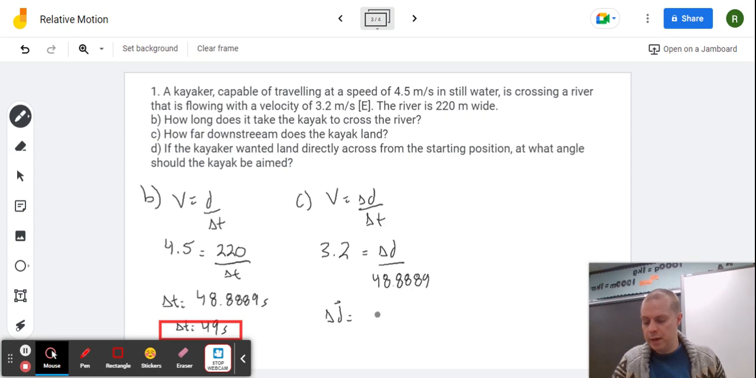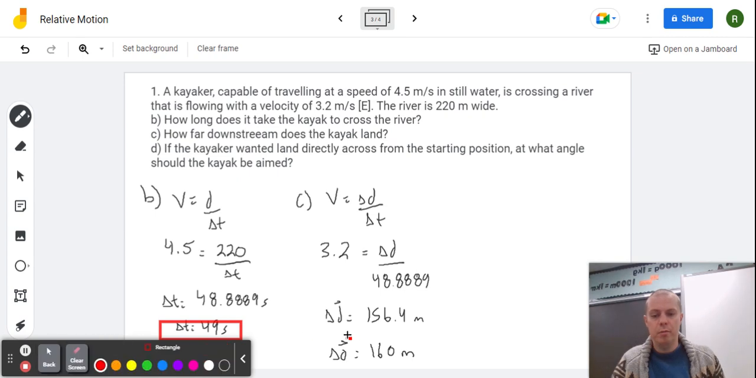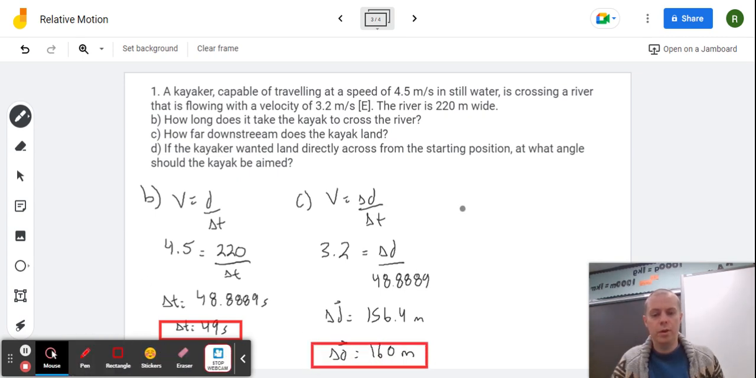Okay, so we run that through the calculator. We get 156.4. And if we round to two significant digits, that would be 160 meters. Okay. So, right, the time it takes to get across is the same amount of time that the current has to push it off track. Okay. So that's what I mean.